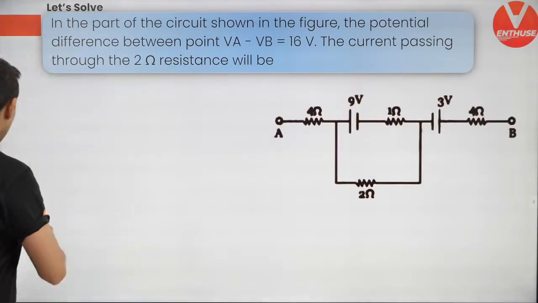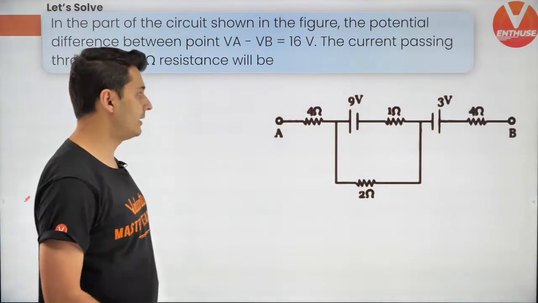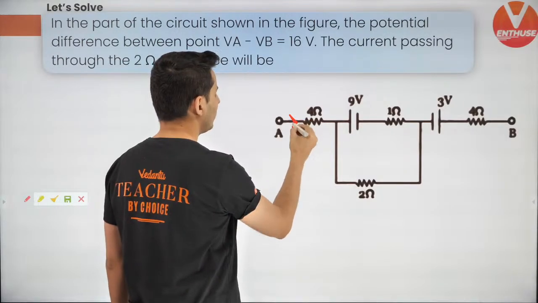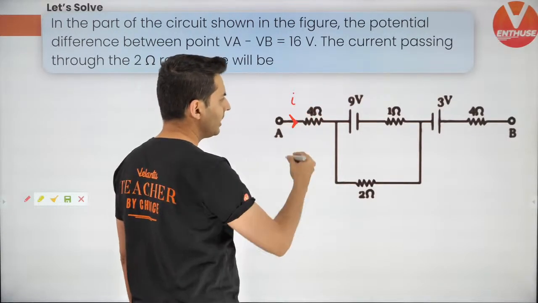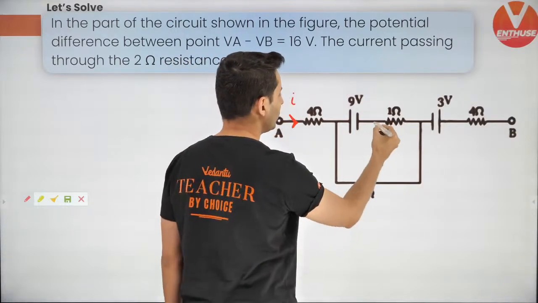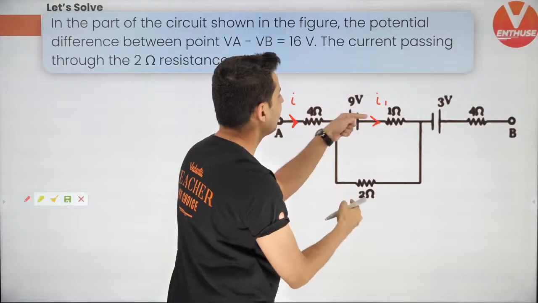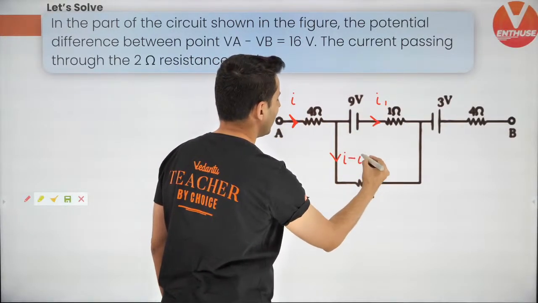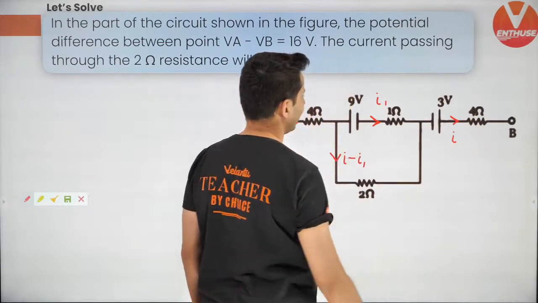Let's do this. So first thing that you should do is assume currents. So say for example, from here, let's say the current comes like this. Let's say it is I, and let's say it gets split into two parts. One current over here, which is I1. So if I1 goes there, so over here in this branch, the current which will be going will be I minus I1, and it will again combine back, and you will have a current of I.